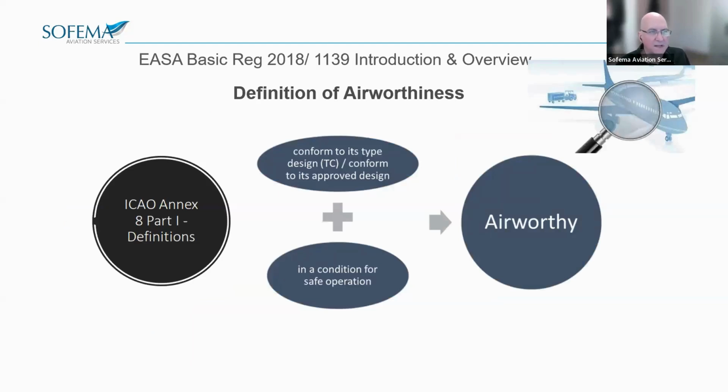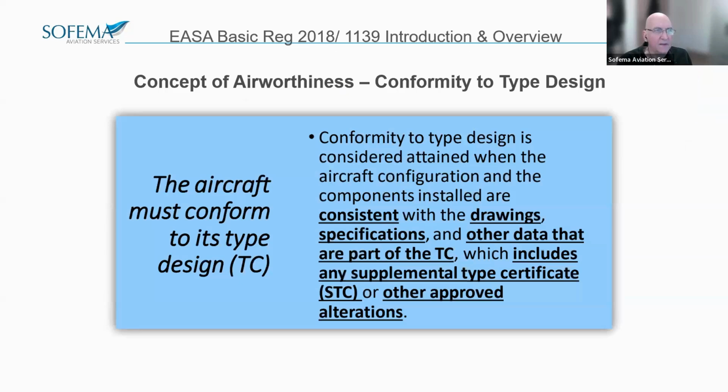So to finish up, the definition of airworthiness is defined in Annex 8, Part 1, and it's important to understand what an airworthy aircraft is. It is one which conforms to its type design and which is in a condition for safe operation. Those two things have to be concurrent before you have an airworthy aircraft. The aircraft must conform to its type design.